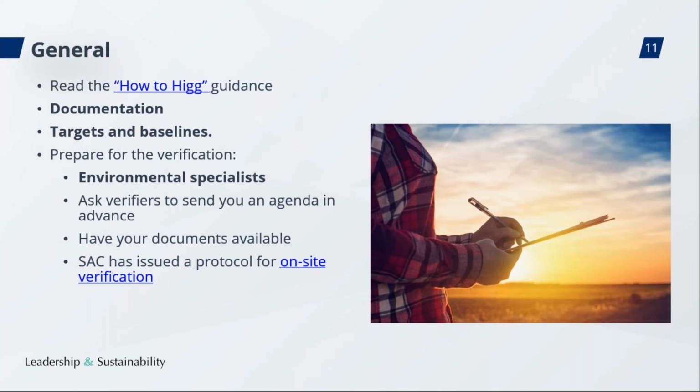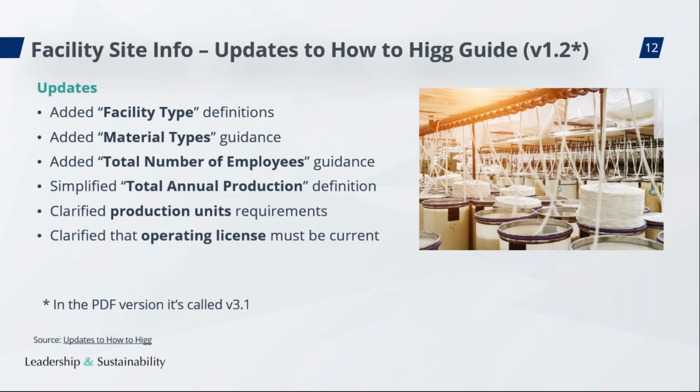And now let's just also briefly touch upon the first section and the updates in the How to Higg. So the facility site info, there have been a few smaller updates. So for example, the facility type definitions have been updated. The material types and the guidance have been updated. Guidance related to the total number of employees. And there are some other details that also have been updated. And obviously, this is already online in the self-assessment tool, so you don't need to go to How to Higg and learn about those updates in order to do it correctly.